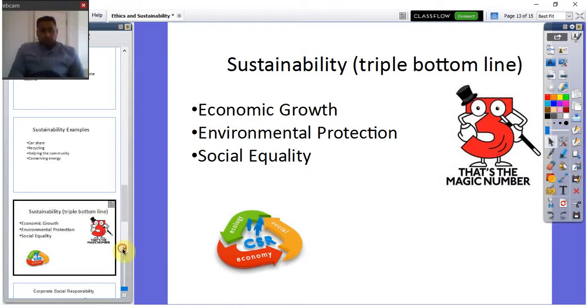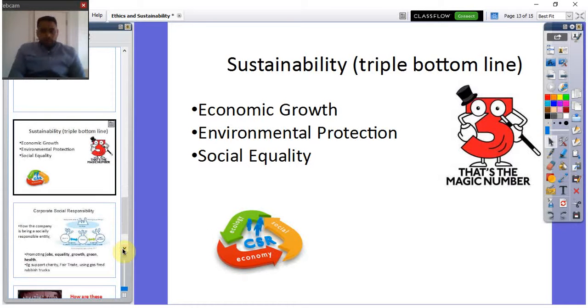So this is the triple bottom line: economic growth, social equality, rewarding people equally. That's what social equality means, and rewarding everyone fairly. Sorry, not equally, because not everyone gets rewarded equally, but they should be rewarded fairly. Okay, let's carry on.